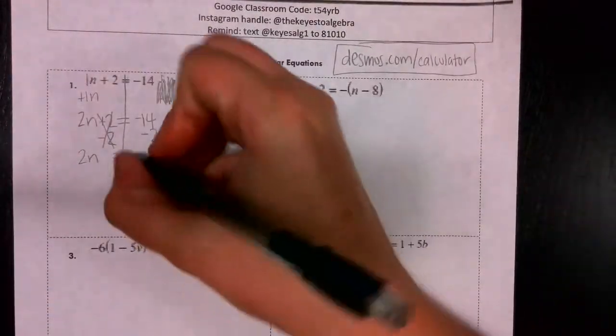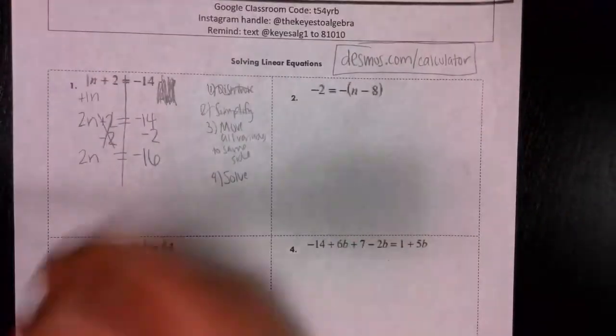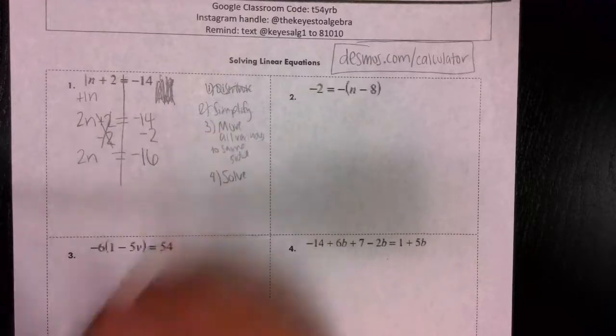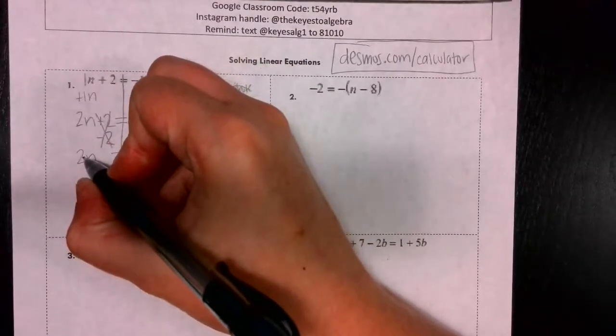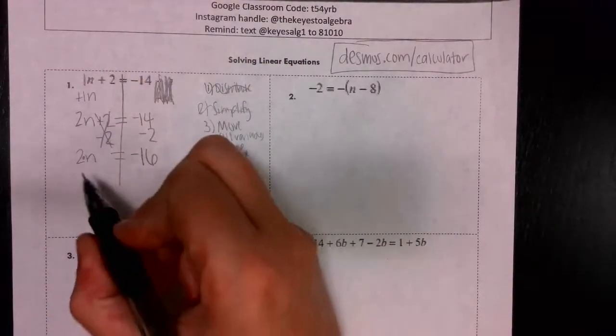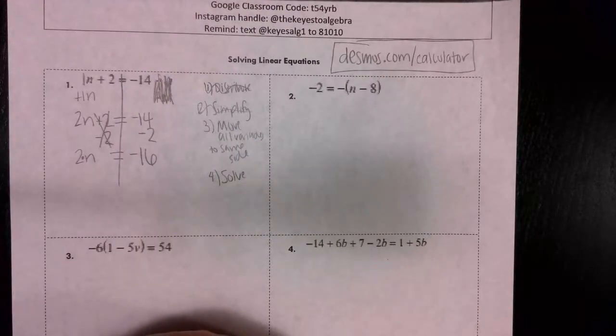A negative 16, so 2n equals negative 16. When I have a 2n, I know that that really means 2 times n, and so I need to do the opposite of multiplying in order to get my answer.